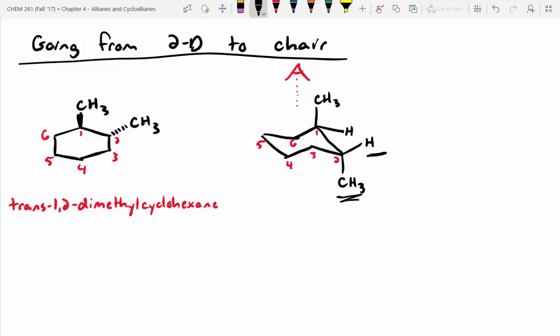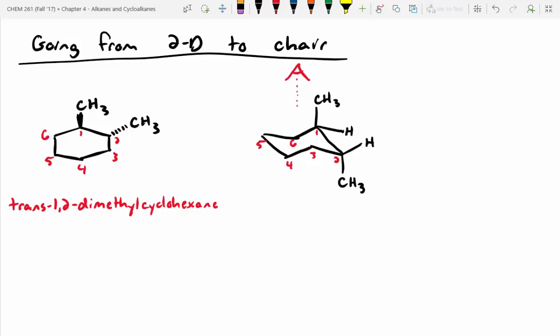I think it's easier to determine cis and trans when looking at the 2D structure. Cis means they're going to be the same, right? So both wedges or both dashes. Trans means they're going to be opposite. It's as simple as that, and I think that's the easiest way to do it.